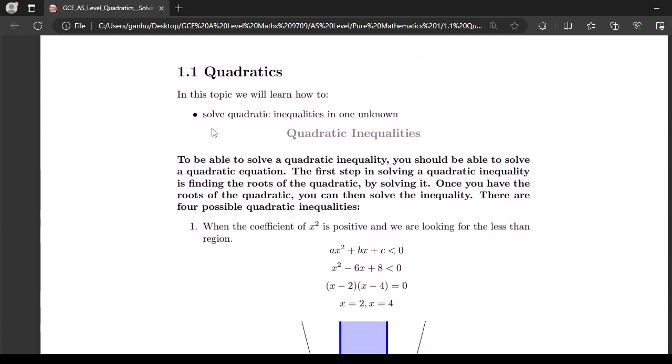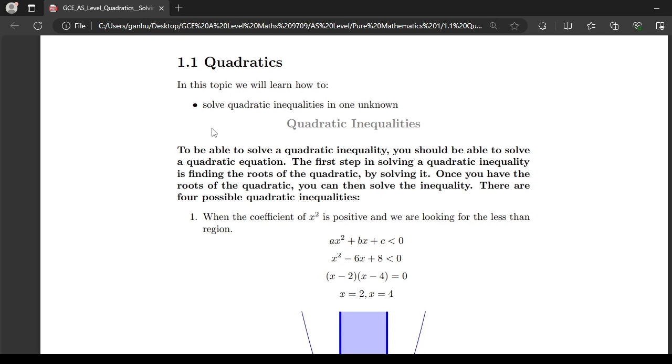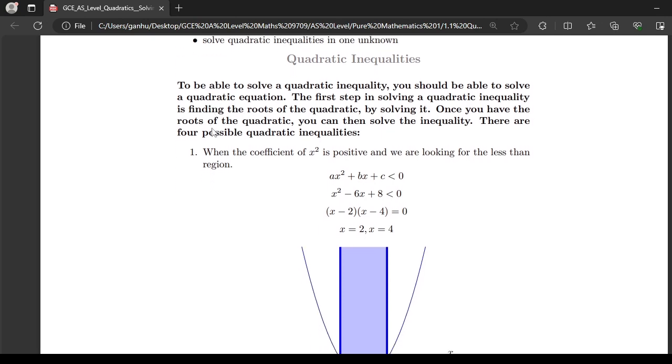To be able to solve a quadratic inequality, first you have to be able to solve a quadratic equation. You start by finding the roots of the quadratic equation, and you do that by solving the quadratic. Once you have the roots of the quadratic, you can determine the required region by sketching a diagram, and we will learn how to do that with some examples.